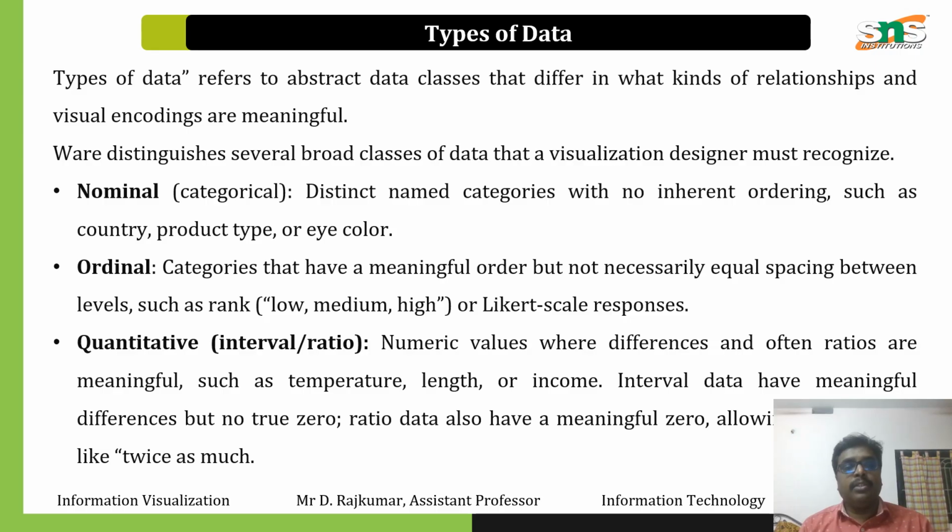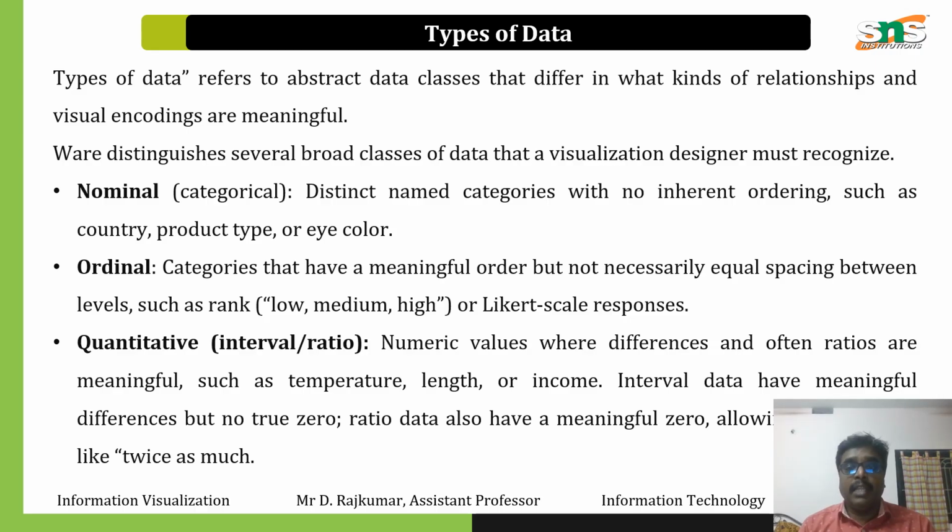The next one is ordinal. These are categories that have a meaningful order but not necessarily equal spacing between levels, such as low, medium, or high, or Likert scale responses. This kind of data is considered ordinal data.